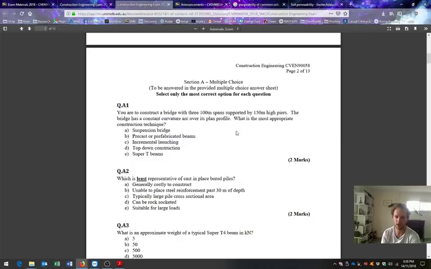Least representative casting place bored piles. Okay. Costly. Yes, they're costly. Unable to place reinforcement. Well, we are able to place reinforcement past 30 metres, so that's the answer. Good. Bresson. Sorry, Phil. It was 2016.